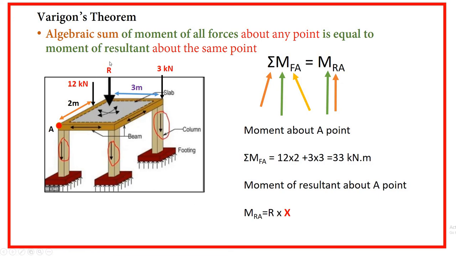And this R is the resultant, and we don't know the distance of R, so say it is x, right? So the moment of the resultant about point A is R into x, right? So by Varignon's theorem you can determine this x, right? The algebraic sum of moments of all forces about the point is 33, and the moment of the resultant about the point is R into x. By equating these two, definitely you can determine x. Now let us see an example on that.